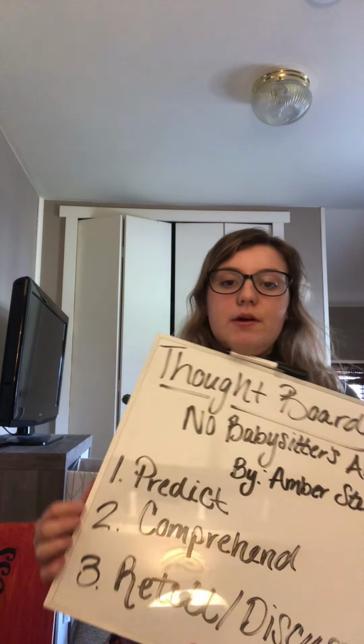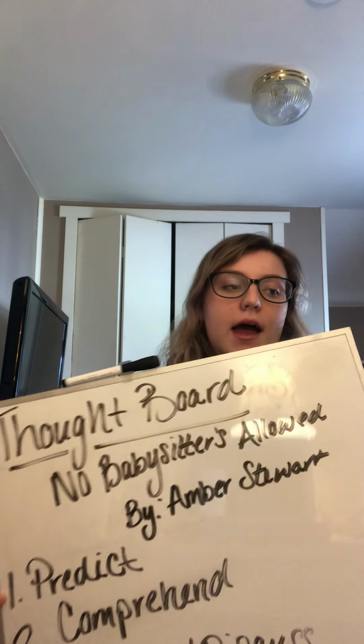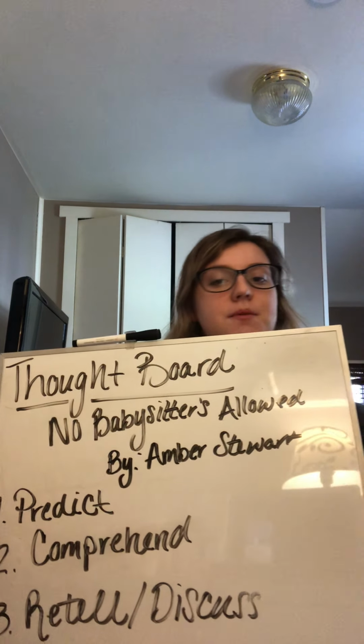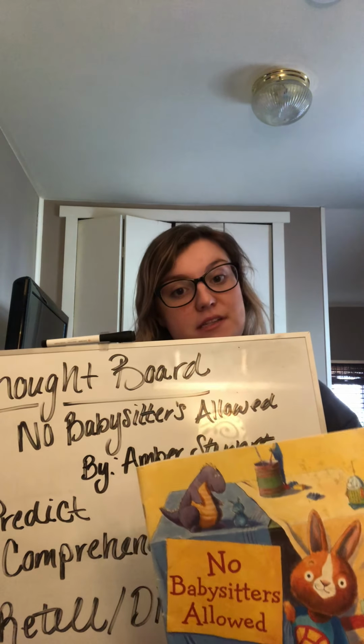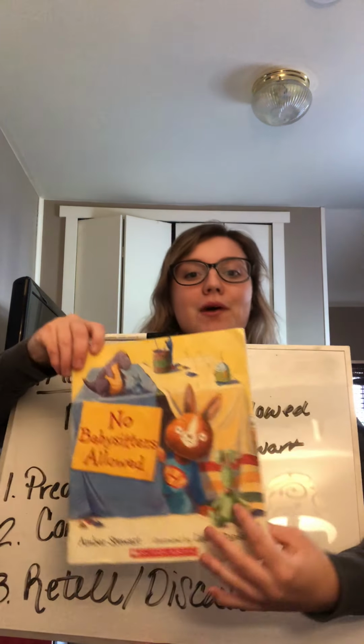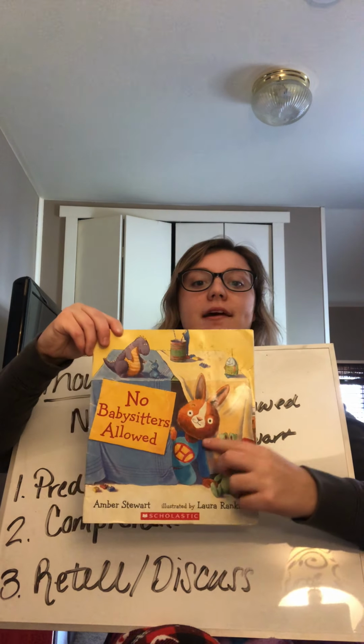But let's go back to our thought board. So, number one thing we did was we predicted. Based on the cover of the book, we talked about what the book might be about. We found out that it did include a babysitter, and it did include toys and playing and Rabbity and Hopscotch.